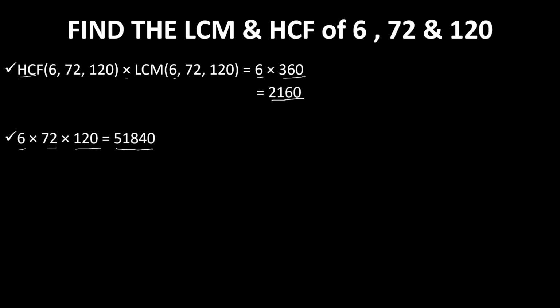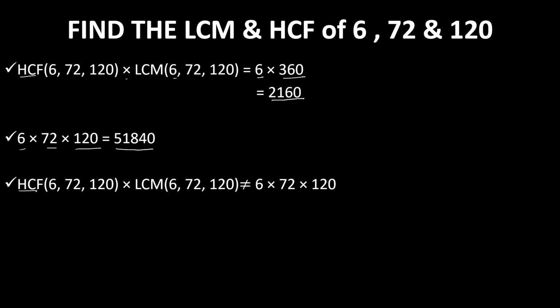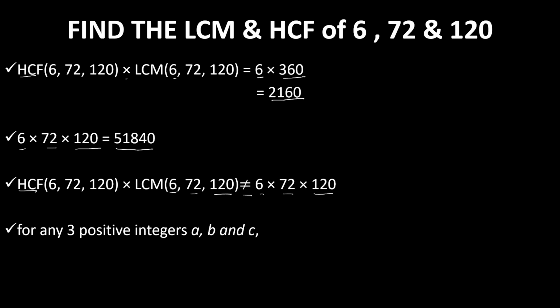So at the end we will be writing down that HCF of 6, 72 and 120 into LCM of 6, 72 and 120 is not equal to 6 into 72 into 120. So, in general, we can say that for any three positive integers a, b and c, the product HCF of a, b, c into LCM of a, b, c is not equal to a into b into c.